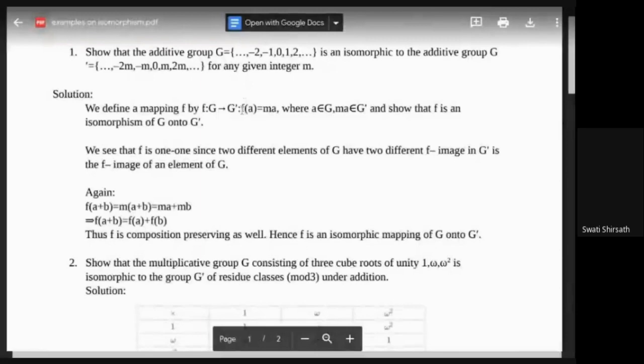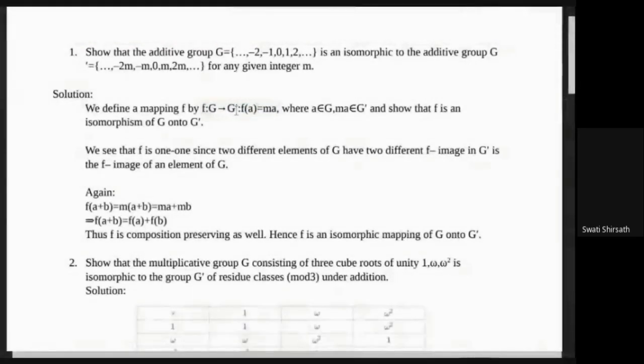So f of a is nothing but this a is coming from G and is equal to ma, which is nothing but G dash. So you always map this a, which is an element from the domain, to this ma, which is an element from the codomain, and this is how we define a function mathematically. Graphically we draw those two ovals and then we map the elements of the domain with the codomain.